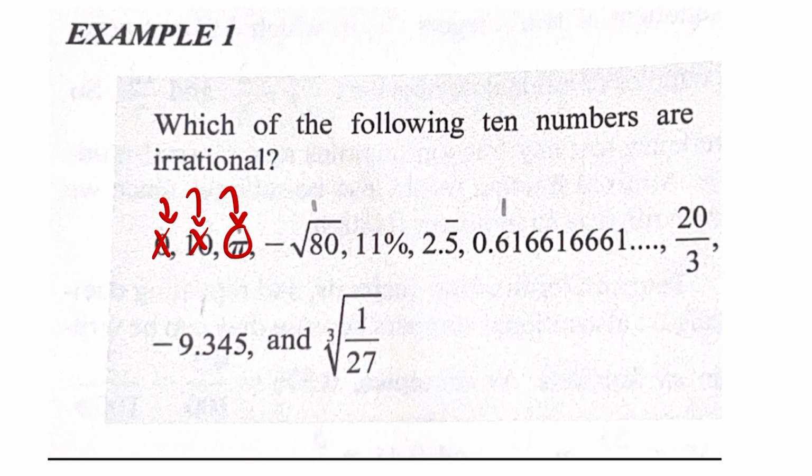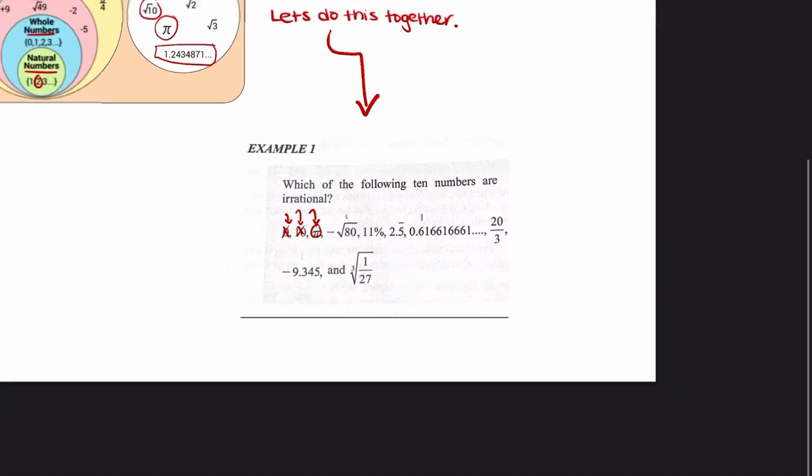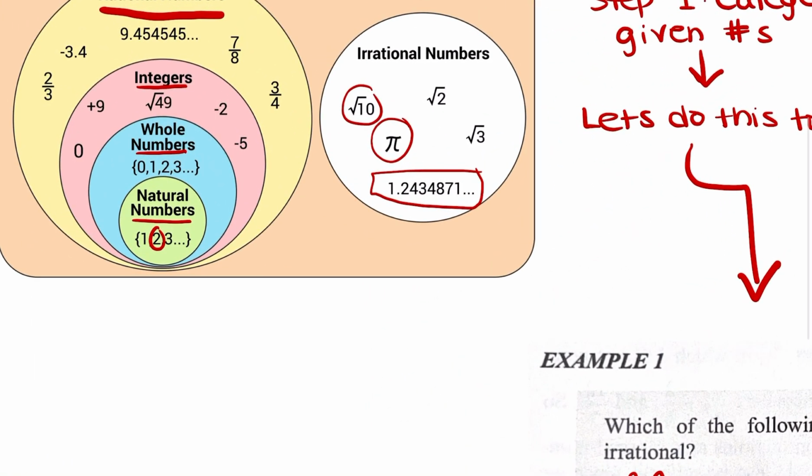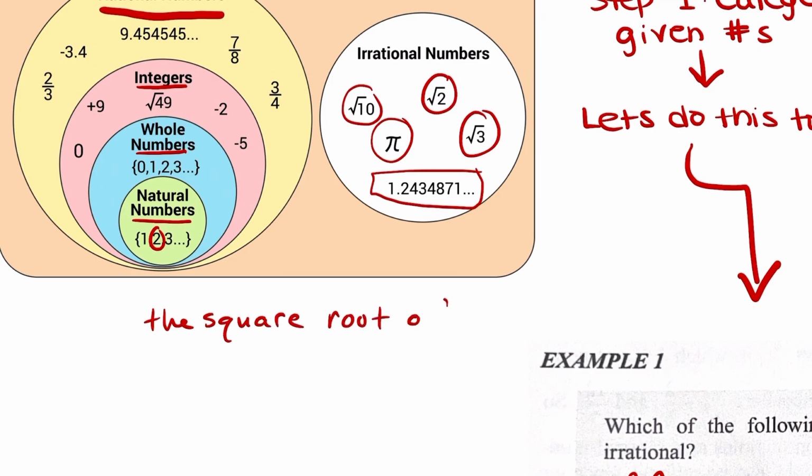Okay. The next one is negative square root of 80. All right, so there's a trick here. Let's write this down here on the screen so that maybe you can write it down for your notes. There's something you need to remember, and it's the reason why you see so many square roots here in the irrational numbers bubble. The square root of non-perfect squares are always irrational.